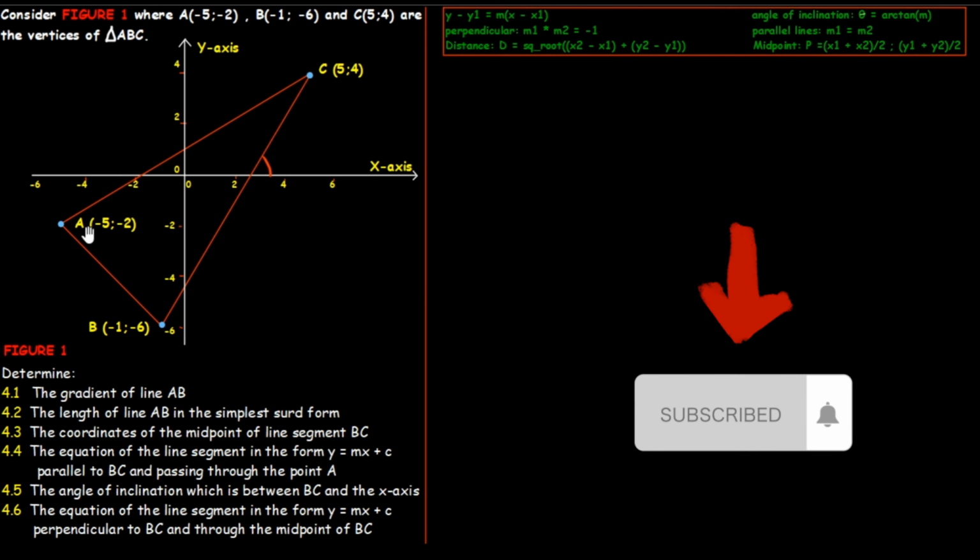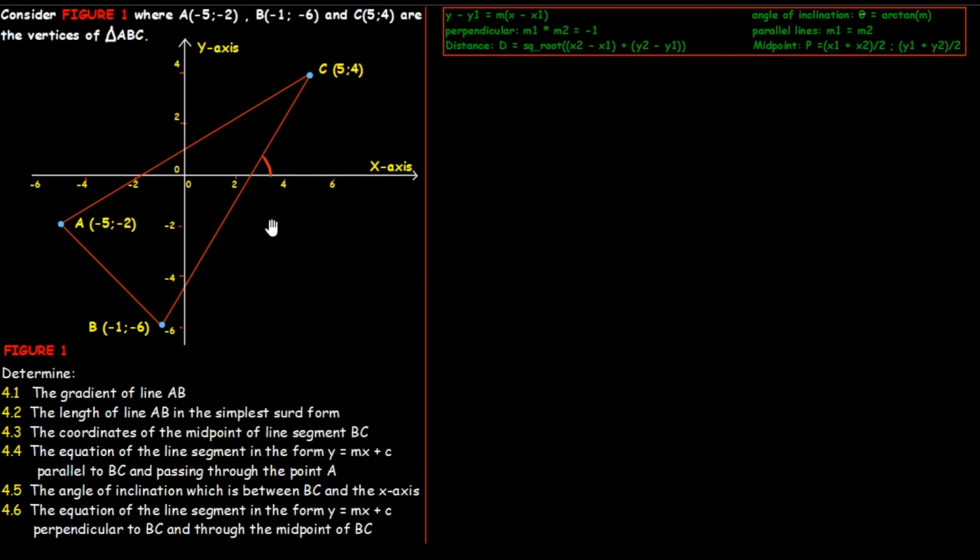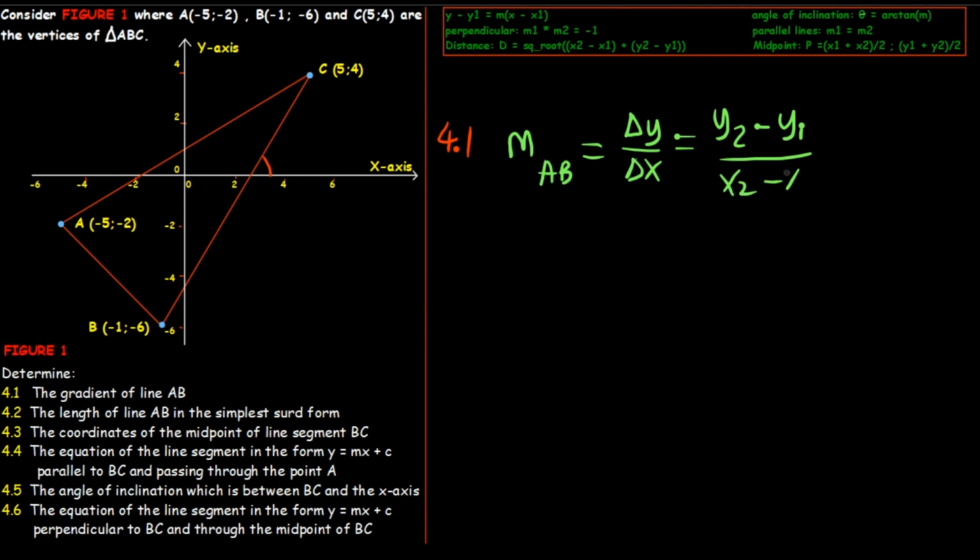Consider figure 1, where A, B, C are vertices of triangle ABC. So let's determine the gradient of line AB. Okay, so we need a formula to determine the gradient. So the formula goes like, let's just say M of AB. M is just saying the gradient of AB is equal to change in y over change in x, or we can express it as y2 minus y1 over x2 minus x1.